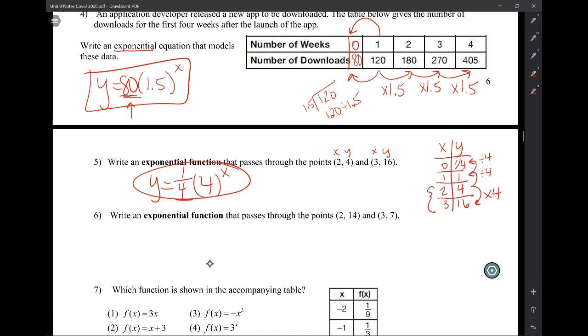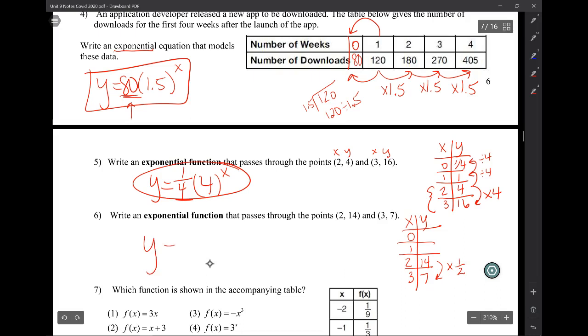Let's try another one. So in number 6, I start with the information they provide me, which is 2, 14, and 3, 7. Well, I need to go all the way back to 0. To get from 14 to 7, I'm thinking divide by 2, but that's not how I'm going to write it. I'm going to write multiplies by 1/2. So it is a decay function with a decay factor of 1/2. And let's use that and flip that.